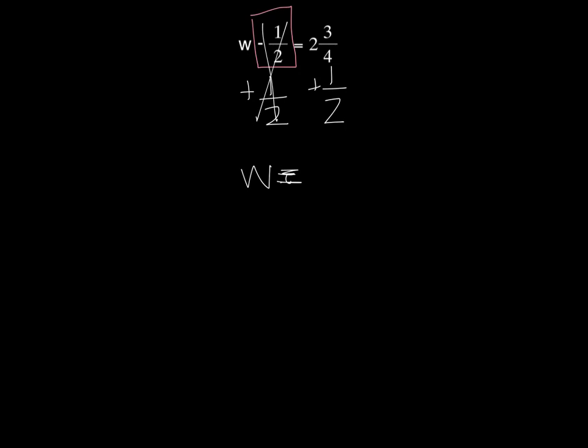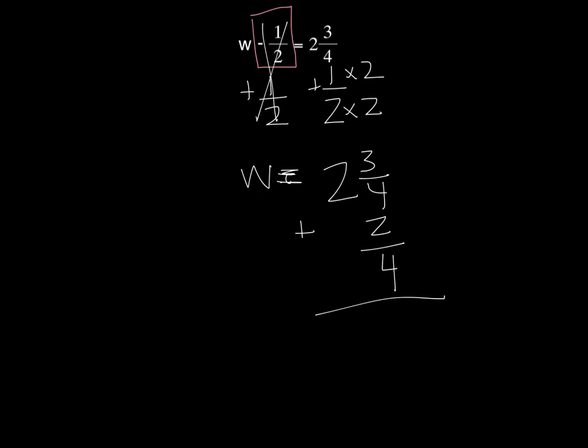Now I need to get a common denominator because they don't have the same. So I would multiply by 2, multiply by 2, and so I would get 2 3/4 plus 2/4. 3/4 plus 2/4, oh, this is a good one too, equals 5/4. 2 plus 0 would be 2.